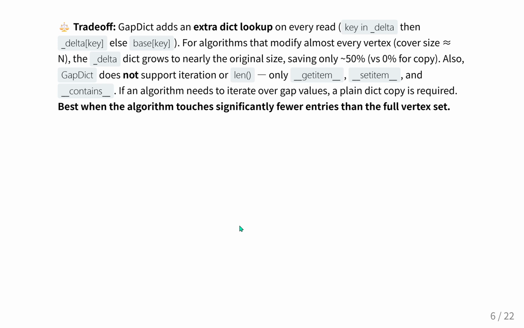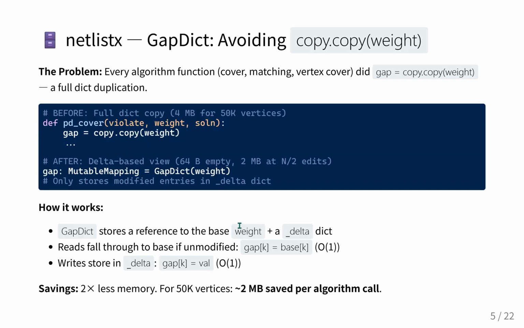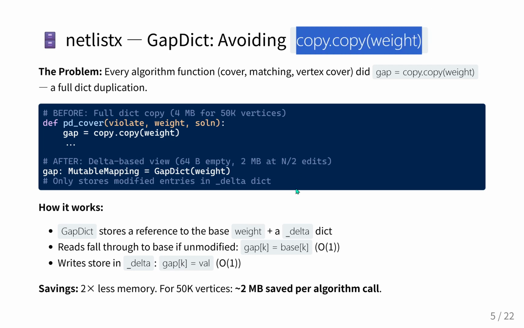Okay, so let's look at a real-world fix for this. The netlist case study. This is a great example. So in this project, every time they called a graph algorithm, it was doing a full dictionary duplication, literally copy.copy of the weight. Right. They needed to tweak a few weights temporarily to evaluate a path, but they didn't want to corrupt the global state. So they just clone the whole thing. It's like, imagine you need to draw a single new detour route on a map. And instead of using a clear plastic overlay, you photocopy the entire map of the city.